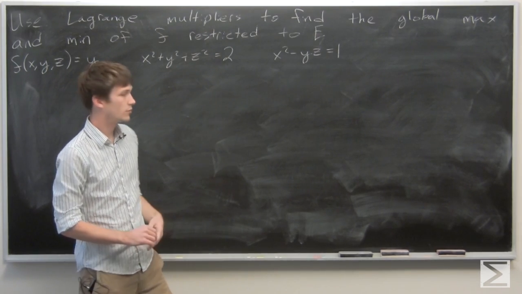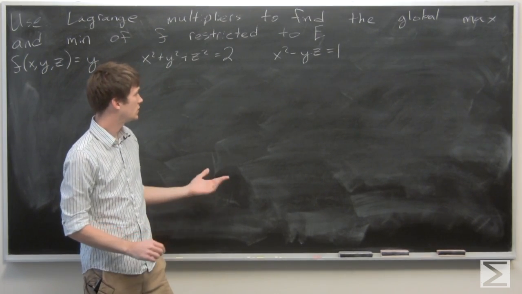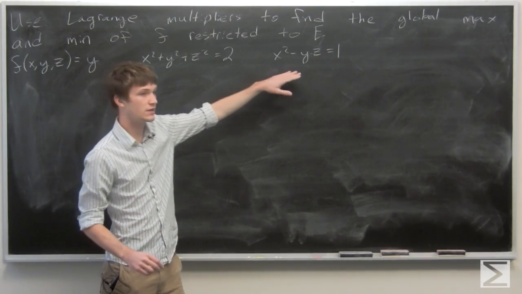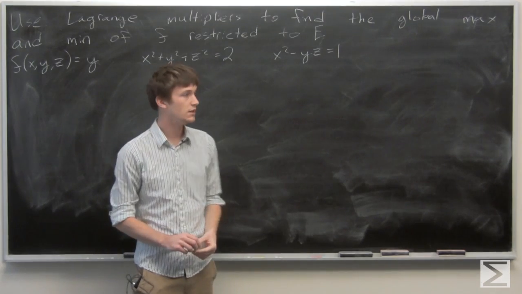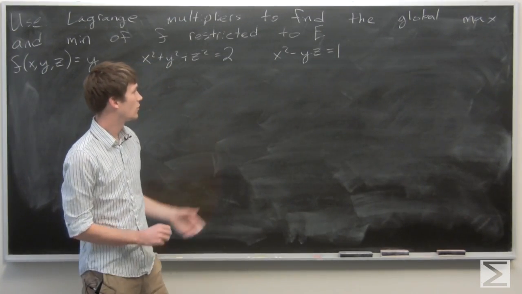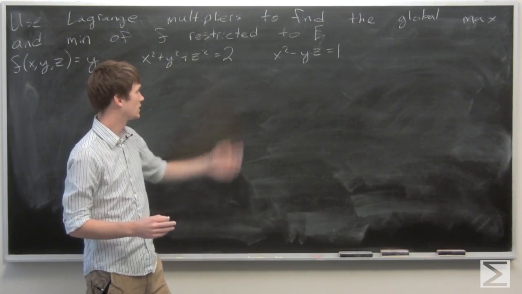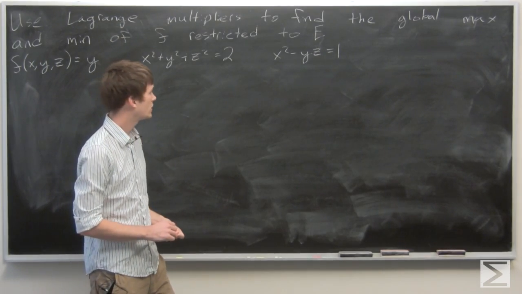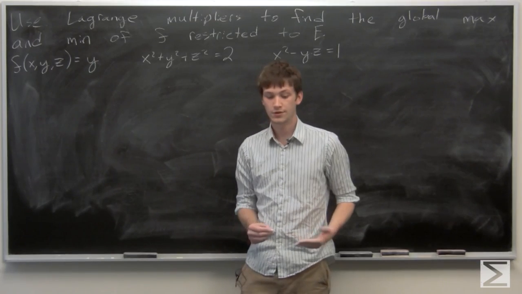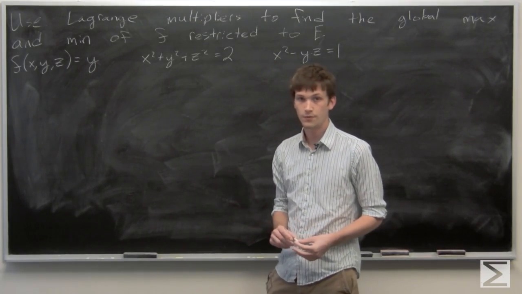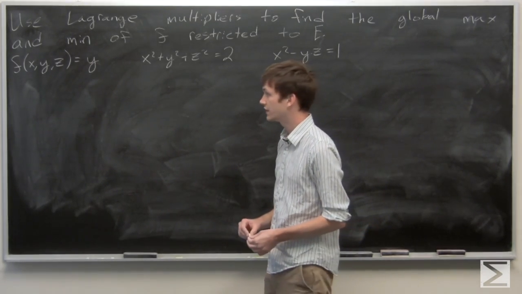So we have x squared plus y squared plus z squared equals 2. So the sphere of radius square root 2. And then we have x squared minus yz equals 1. So our compact region is the region that satisfies both of those constraints. OK, so first we want to check for critical points along our constraint set.